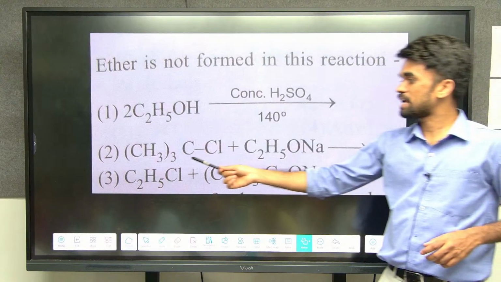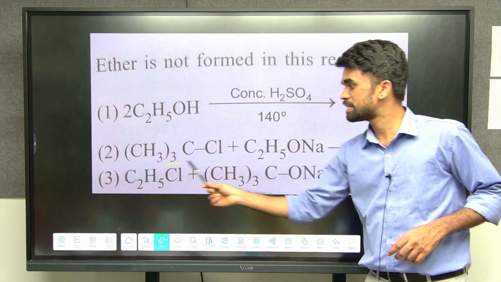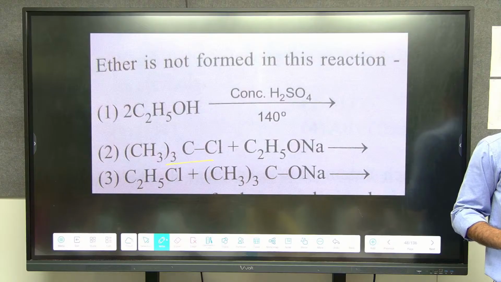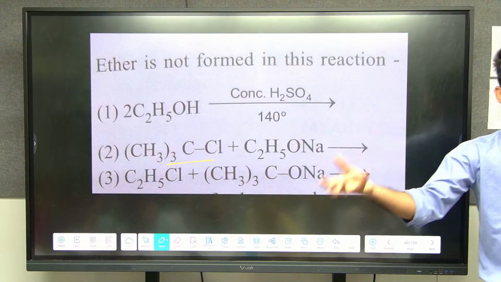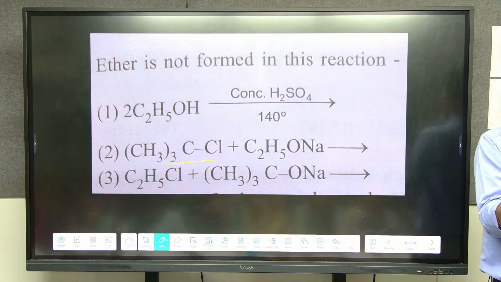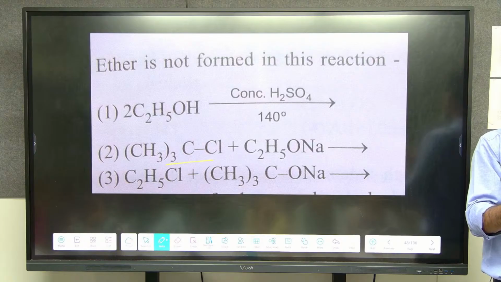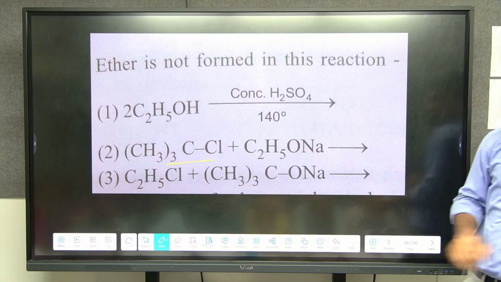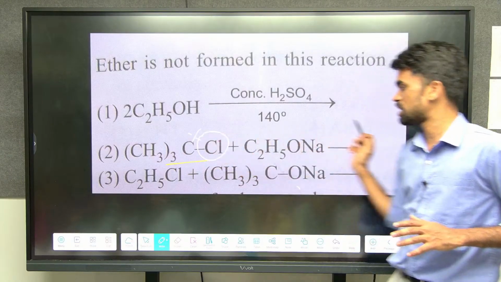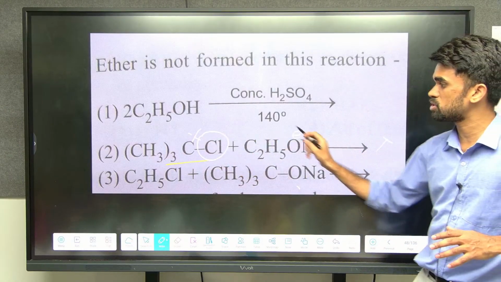This is a tertiary alkyl halide now. What happens in a tertiary alkyl halide? Will that reaction take place by SN2? Primary reacts most, secondary next, and the least is tertiary. So tertiary won't generally show a substitution reaction. Now if I take a tertiary alkyl halide, there is no formation of ether because it won't substitute here.